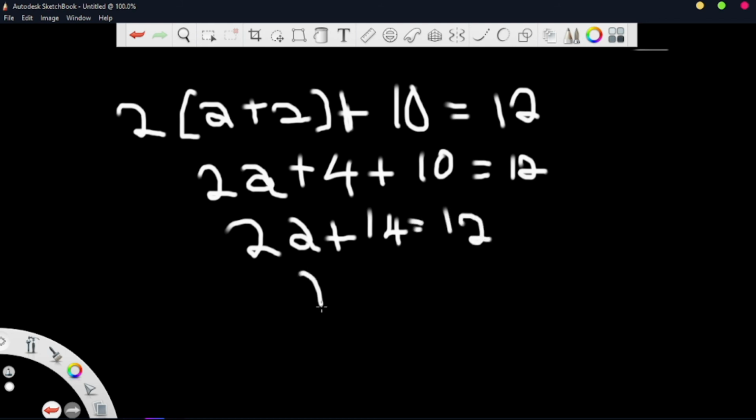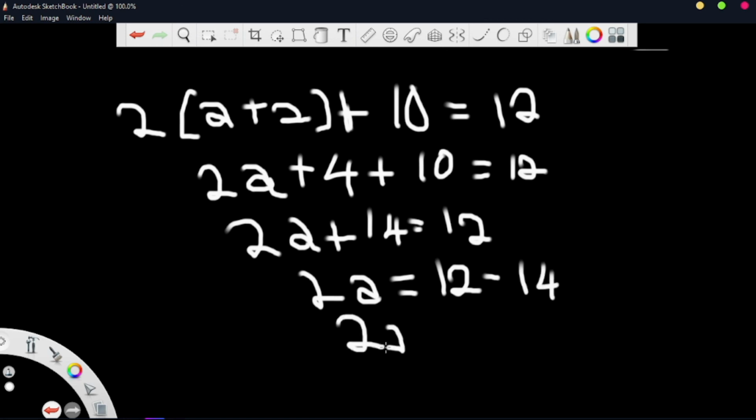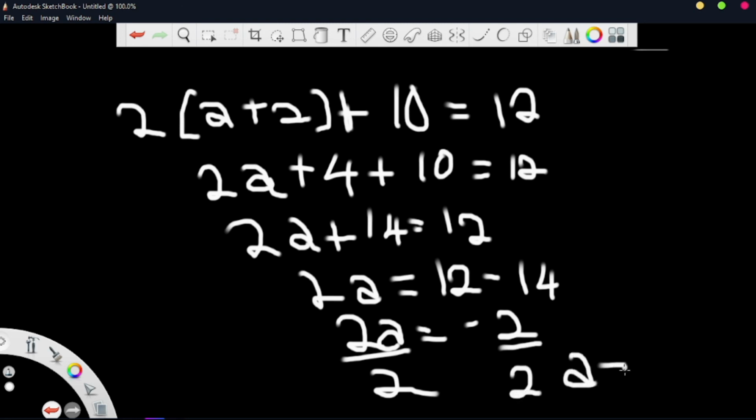So I'll have 2a, and then here I'll have 12 minus 14. Let me just write that. So I'll have 2a, and once I subtract here, I'm going to have a negative 2, and then over 2, I would find that my a is negative 1. So this is how we basically go about solving basic equations.